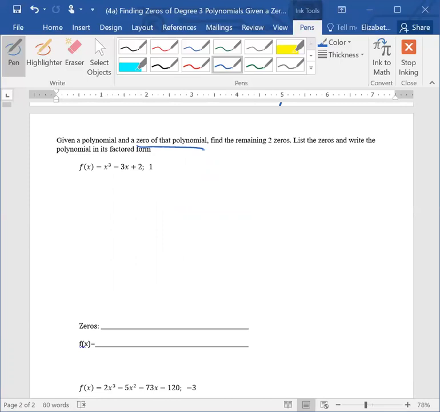All right, so we have a zero. Remember on our last ones, we found a zero from the factored form. So we're going to go backwards. All right, so have a zero. We know then that x equals 1.